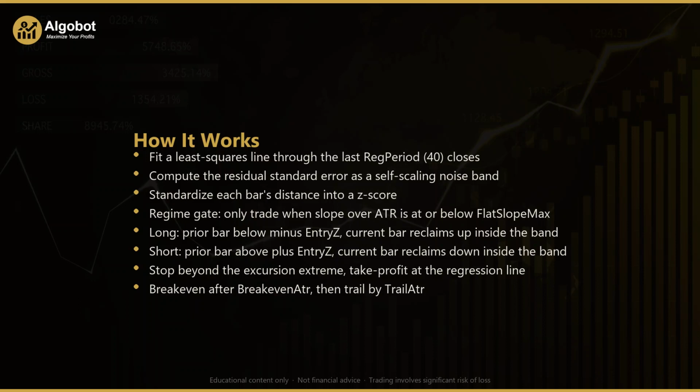For risk, on a long the stop is placed a buffer below the lowest low of the two setup bars, scaled by ATR, and the take profit is the regression line itself, fair value, a short and realistic objective. The short is the mirror image. Finally, once a position is open, the stop ratchets to break-even after price advances by the break-even ATR distance, then trails by trail ATR, so a favorable move is less likely to round-trip into a loss. Only one position runs at a time.